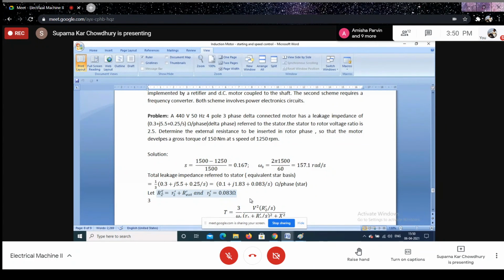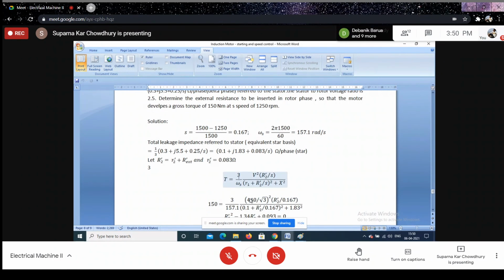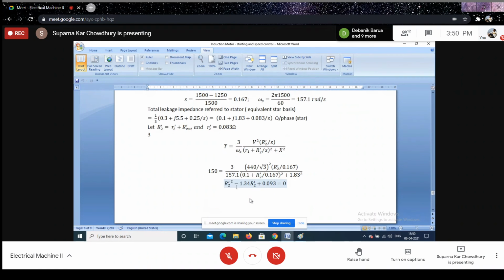Now let R2 dash be the new resistance of the rotor circuit. So this is equal to small r2 dash, that is the rotor circuit resistance, plus the external resistance. So this is our torque expression. In this expression we can put the value: the torque we want to develop is 150 Newton meter, 3 by omega s, then V square, per phase voltage, will give (440 by root 3) square, R2 dash by S, over (R1 plus R2 dash by S) square plus X square.